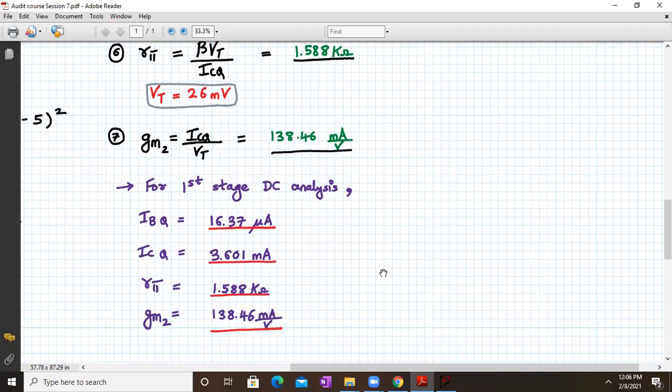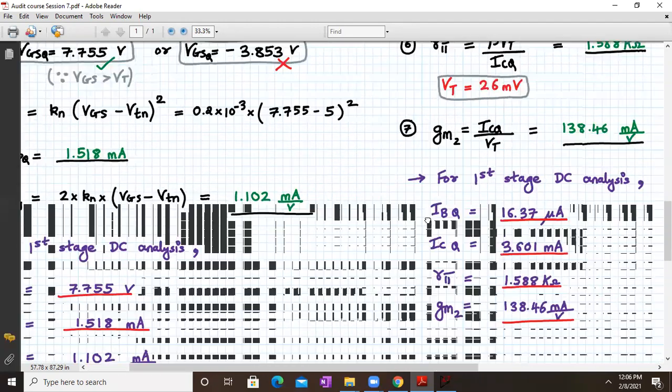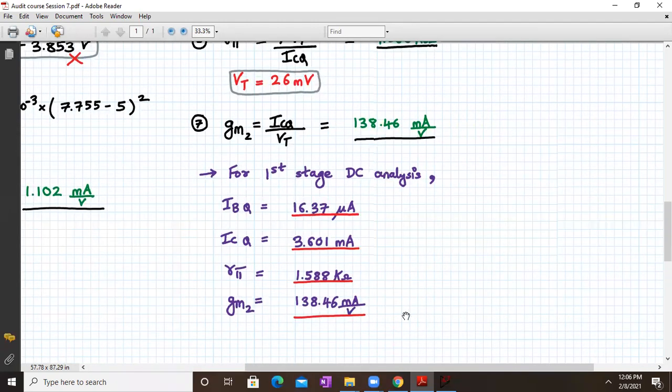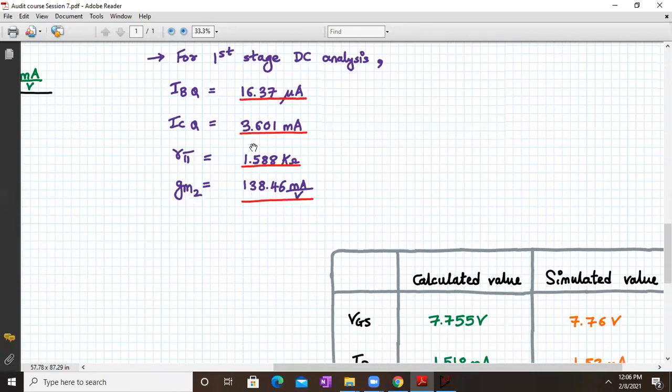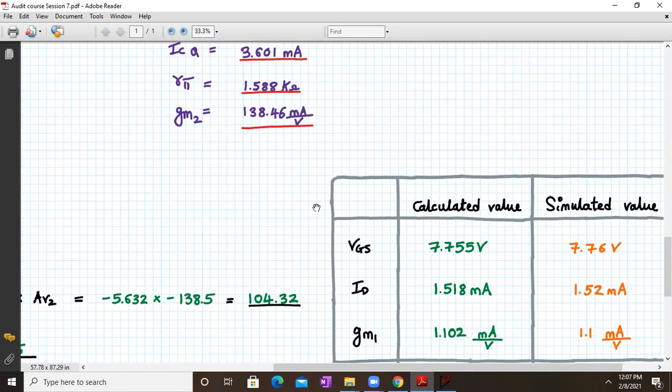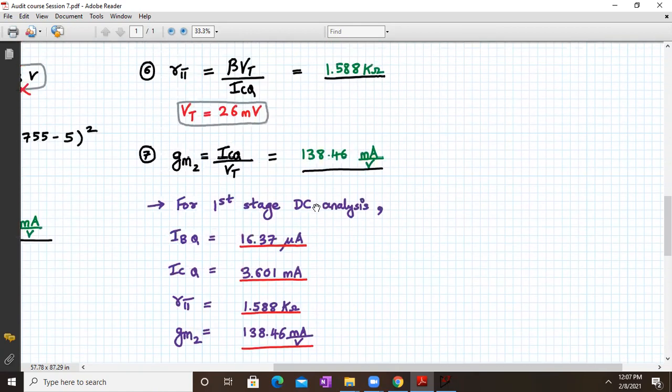So for the second stage, actually, sorry, it's written for the second stage. So for the second stage DC analysis, we have IBQ as 16.37 microamperes, correct? And ICQ is 3.601 milliamperes, and we have RPI as 1.588 kilo ohms. GM2 is 138.46 milliampere per volt. Okay, so over here, our DC parameters are available.